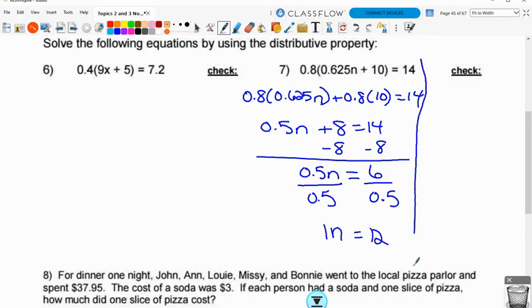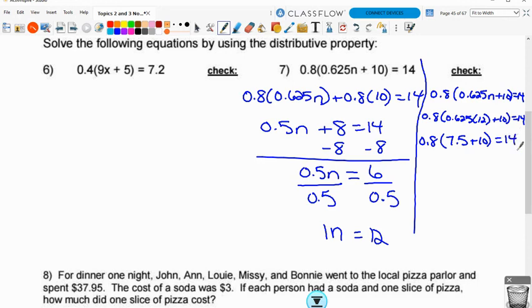Okay, I'll sneak my check in here. I'm going to first rewrite the problem. 8/10 times (625 thousandths n plus 10) equals 14. I'm going to replace n with 12. So we're going to have 8/10 times (625 thousandths times 12 plus 10) equals 14. In the parentheses, I'm going to do the multiplication first. 625 thousandths times 12 is going to be 7 and 5/10. So we're going to have 8/10 times, in parentheses, 7 and 5/10 plus 10 equals 14.